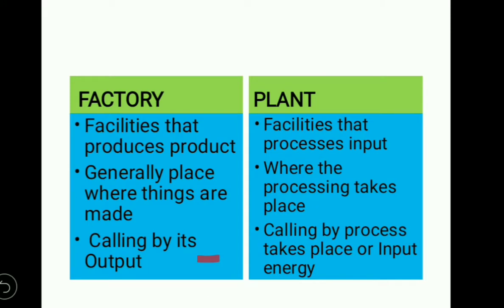Next, plants are named by the process that takes place or by input energy. For example, water treatment plants. Water treatment is a process, so it is named by the process that takes place. And one more thing, naming by input energy. For example, nuclear power plants. Nuclear power is converted into electricity. Nuclear power is the input energy, so you can call it a nuclear power plant.